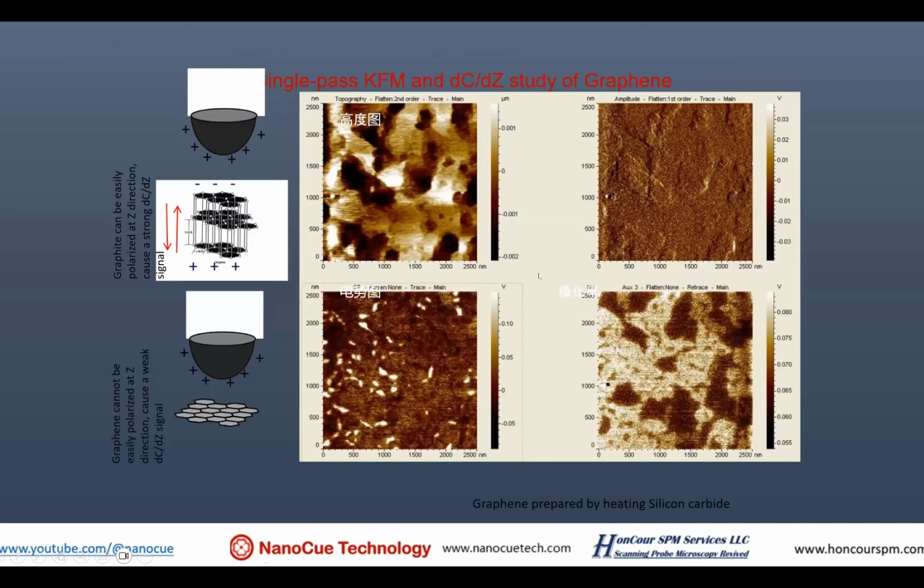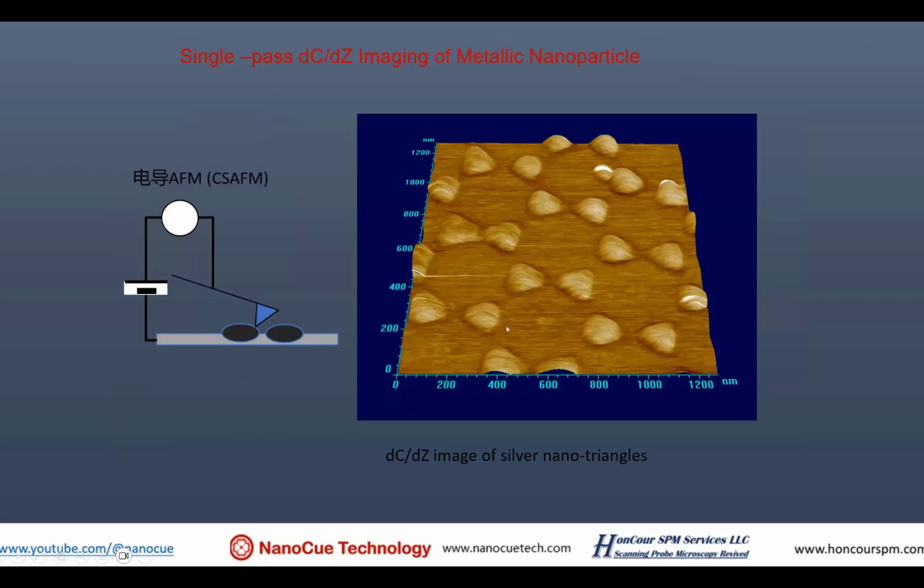This is a single pass KFM imaging of graphene. In this case, this graphene is not stripped from graphite. This graphene is generated by heat treating silicon carbide. And here the aux number 3 is the DC-DC signal, which shows you the low DC-DC signal on a single layer graphene area. So we use the DC-DC signal to detect the layers of different graphenes.